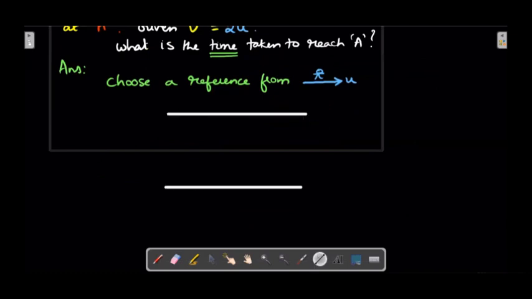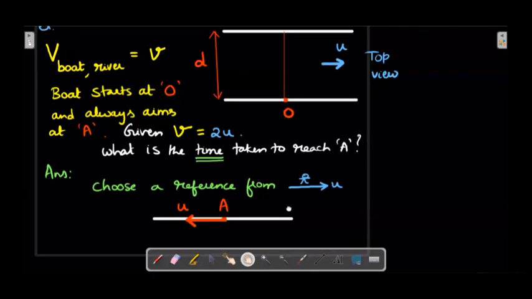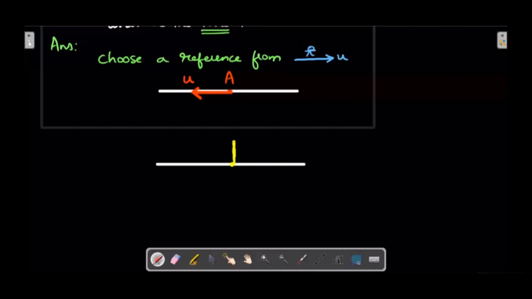So this person will complain. He sees the point A to be moving towards the left with a speed u. Okay, right? And he would say the boat, which is supposed to move with that yellow colored V, would be aiming always like this, with this gap being D.